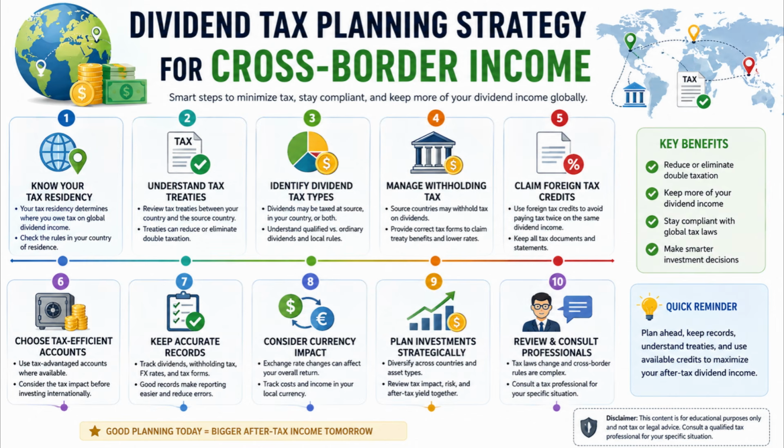At the same time, accurate records are essential. You should track dividend amounts, payment dates, withholding tax, exchange rates, tax forms, and broker statements. Good records make tax filing easier and reduce the chance of mistakes. Also, when income is received in a foreign currency, the exchange rate can affect the amount you report in your local currency. Furthermore, currency changes should not be ignored.